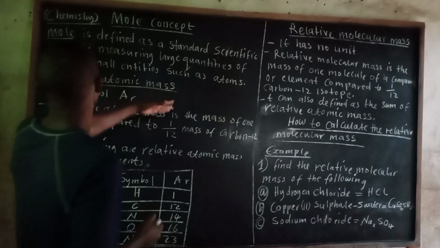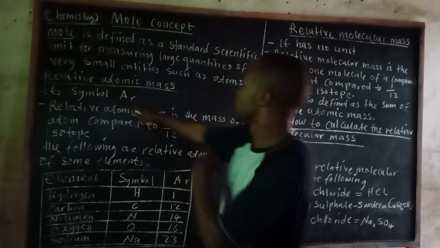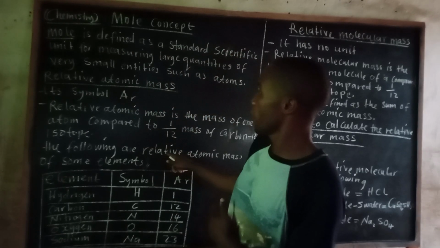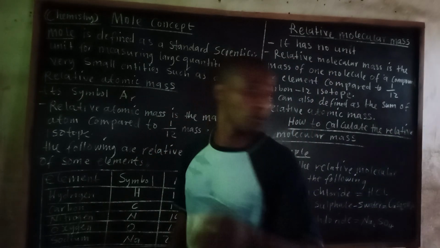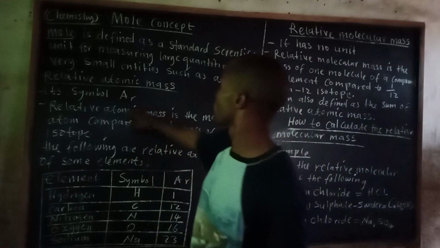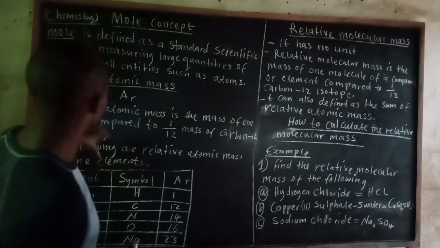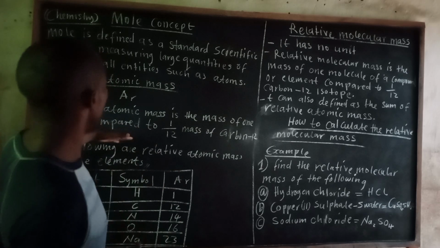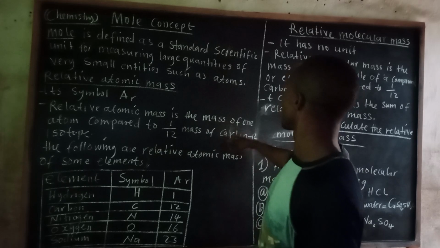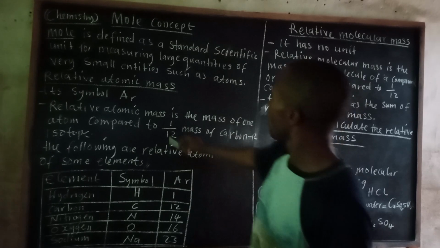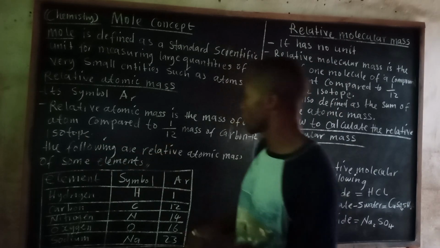So relative atomic mass has the symbol A small r. That is the symbol for relative atomic mass, so the moment you see this, just know that this is the relative atomic mass. Then how can you define relative atomic mass? Relative atomic mass is the mass of one atom compared to 1/12 mass of carbon 12 isotope. That is relative atomic mass.